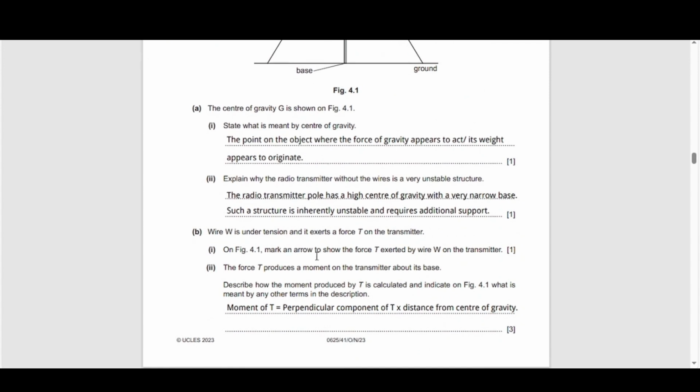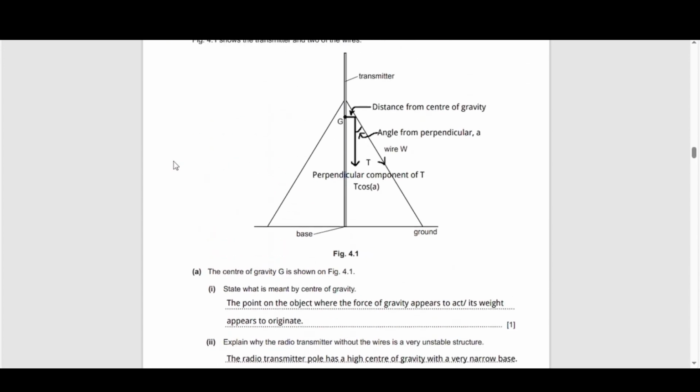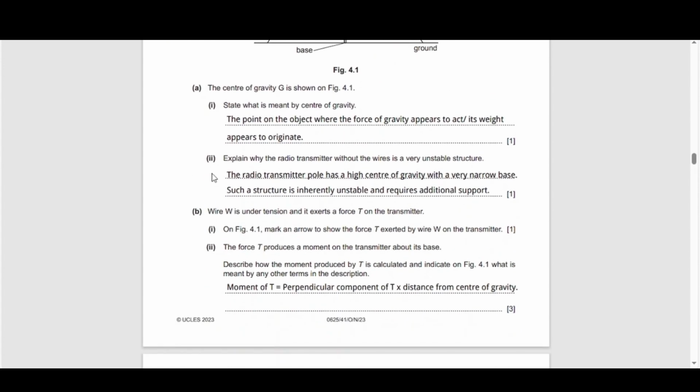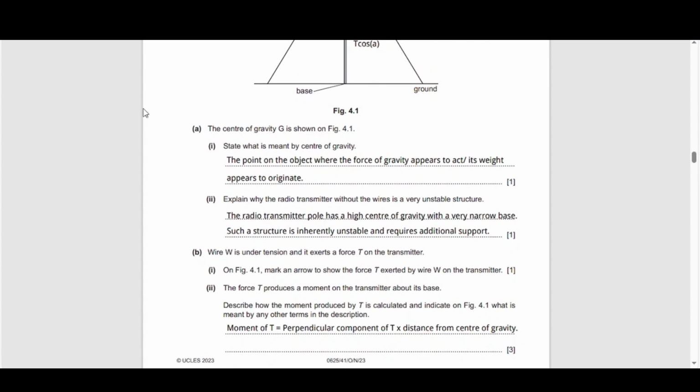On figure 4.1, mark an arrow to show the force T exerted by wire W on the transmitter. So if I look here, the tension is going to try and pull the object down, but not in the sense that it's going to knock it over. Essentially it's directed towards the ground so that the object is tethered. That's the keyword there. So I've drawn it here: an arrowhead pointing down, labeled T. Okay. So the force T produces a moment on the transmitter about its base.